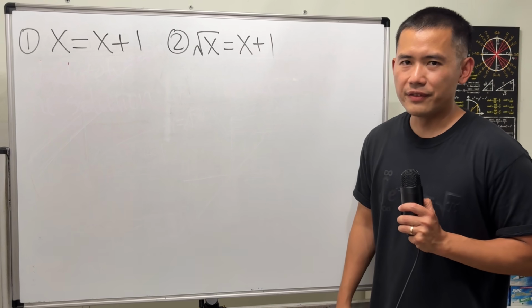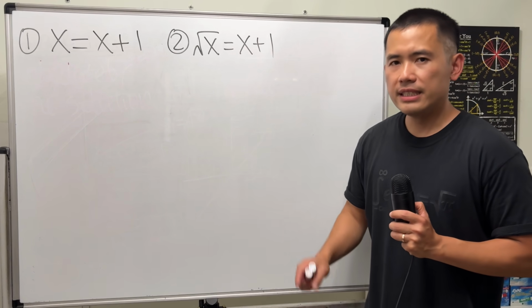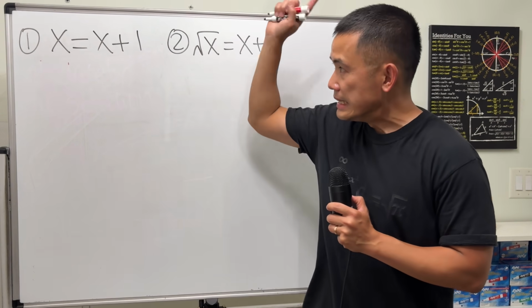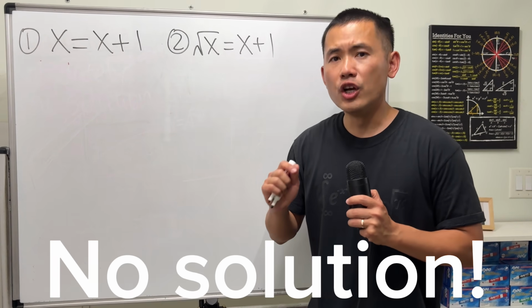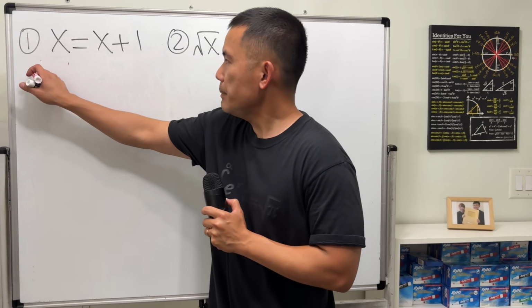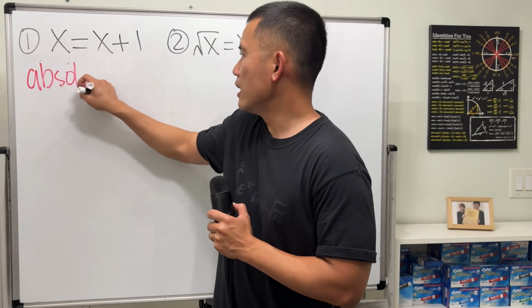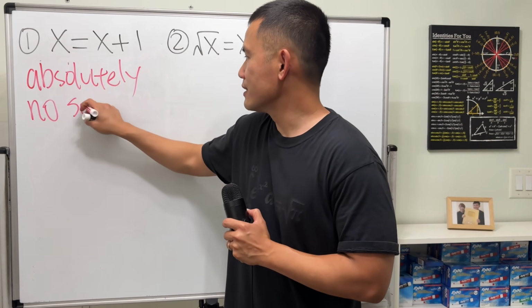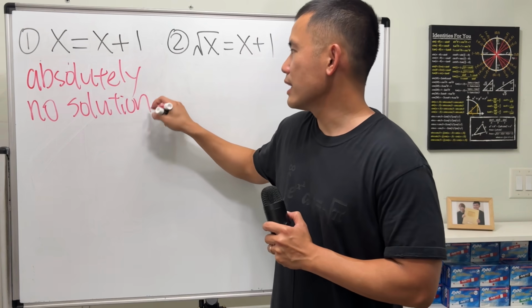Here's the discussion of the day. We have these two equations, and let me tell you, for the equation x is equal to x plus 1, this has absolutely no solutions, not even with complex numbers. And let me write that down right away. Absolutely no solutions.